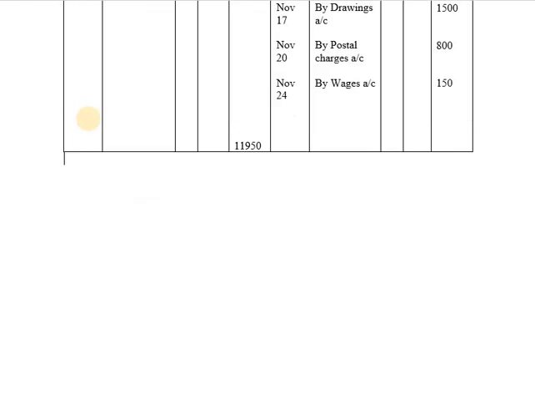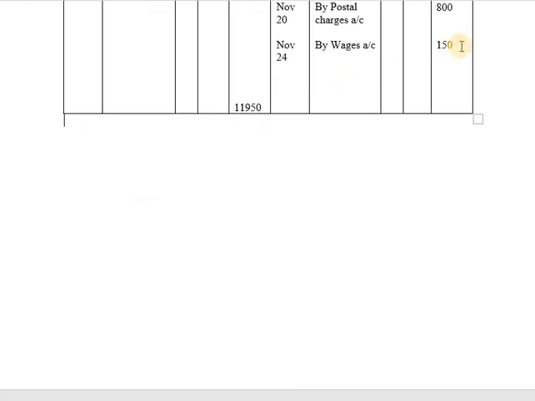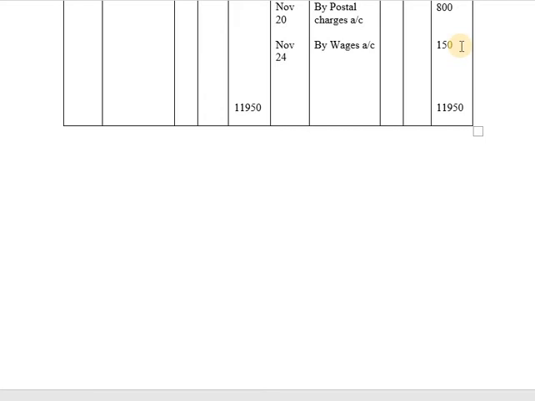So what is the highest value among these two? 11,950 is more than 10,400. So 11,950 will be recorded on both the sides of 2 column cash book. 11,950 will be recorded on debit side of 2 column cash book, as well as 11,950 will be recorded on credit side of 2 column cash book.